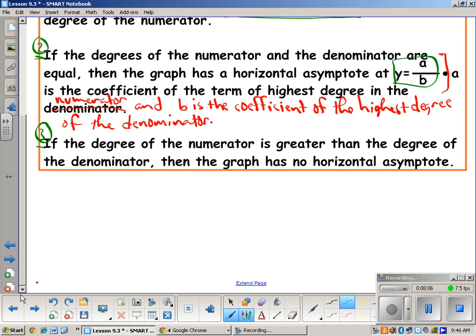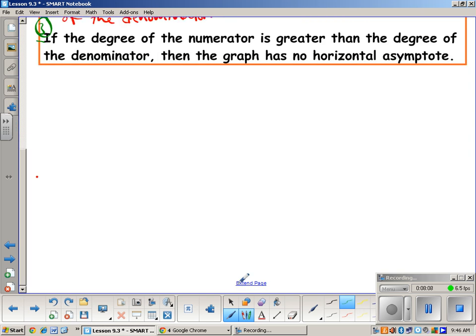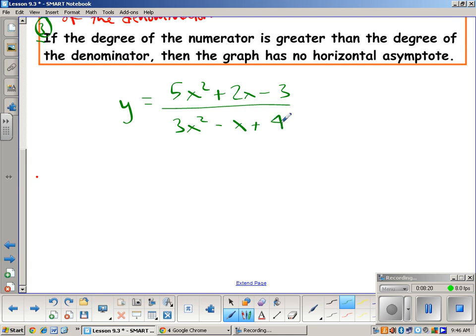So, if I just look at this, y equals 5x squared plus 2x minus 3 over 3x squared minus x plus 4. Just an example to look at. Tell me where the horizontal asymptote is, if there is one. Maybe there's not. Which scenario does this fit? 1, 2, or 3?